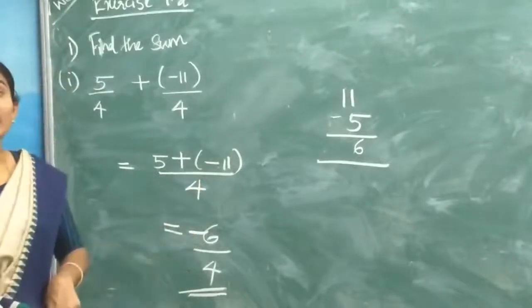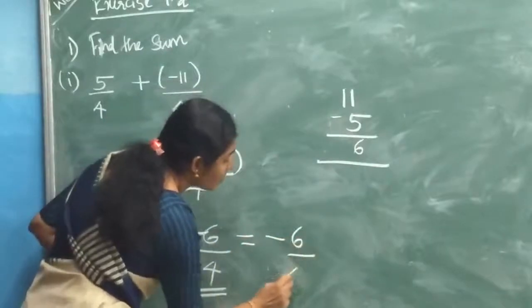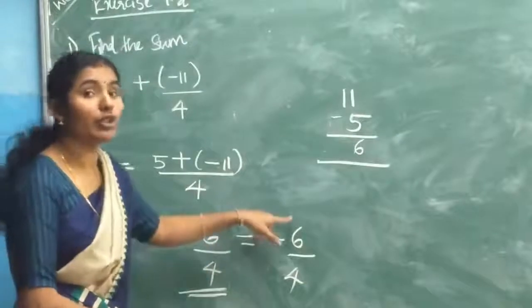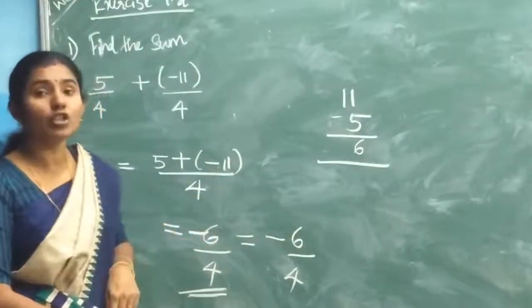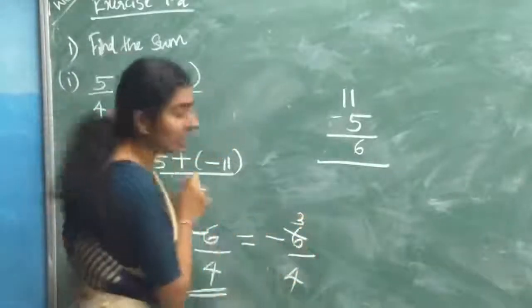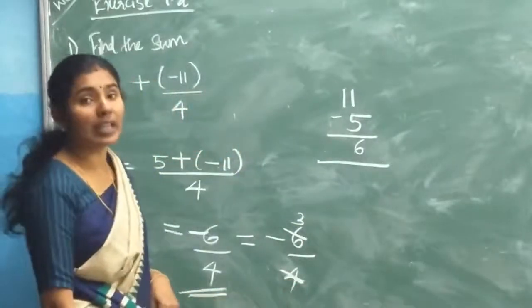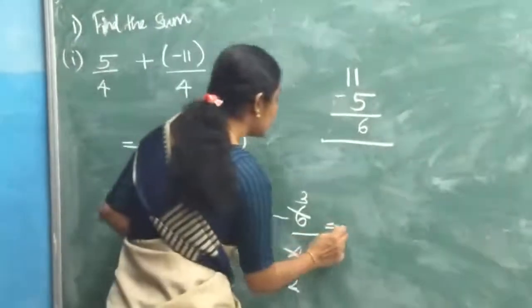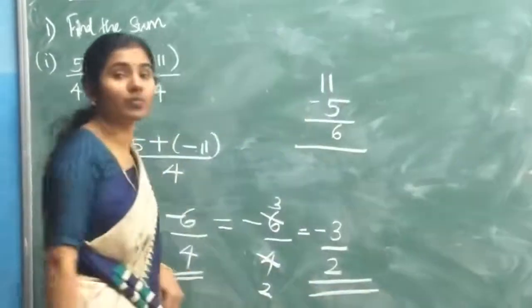So what is the answer? Minus 6 by 4. Here you can do some cancellations. See, both are in the same table. Which table? 2 table. So we can divide numerator and denominator by 2. 6 divided by 2 you will get 3. 3 2s are 6. 4 divided by 2, what will you get? 2 2s are 4. So what is the answer? Minus 3 divided by 2. Okay.